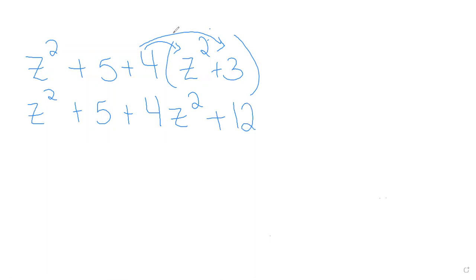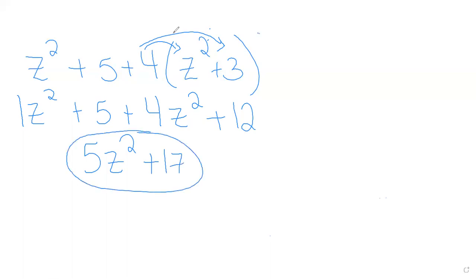Now you want to combine like terms. This z squared right here at the front doesn't have a number, so remember it's really a 1z squared. So when we combine that with a 4z squared, I get 5z squared. And then I have plus 5 and plus 12, and so that is plus 17. Once again, don't try to set it equal to 0 and solve it or anything like that. That's going to come soon enough. But for this particular one, you're done. You have just combined your like terms.